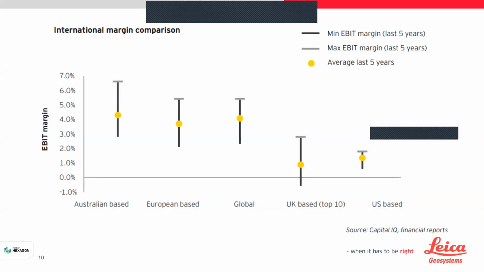People did this practice, and if we see the minimum EBIT margin in the last 5 years, which was compared, in Australia it was around 4.5, in Europe it was around 4, overall global it was 4.5, but the UK and US were going down. They were actually getting around 1 to 1.5% margins.